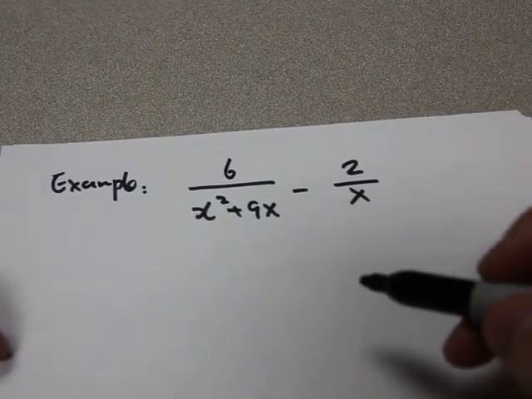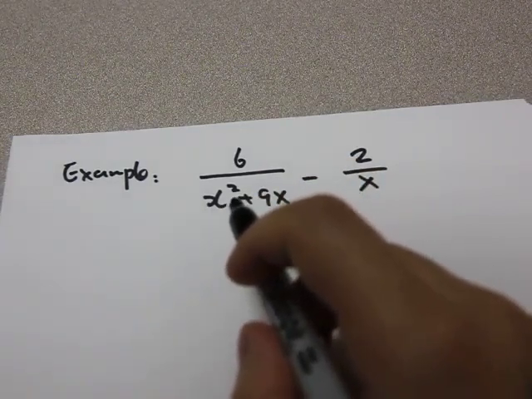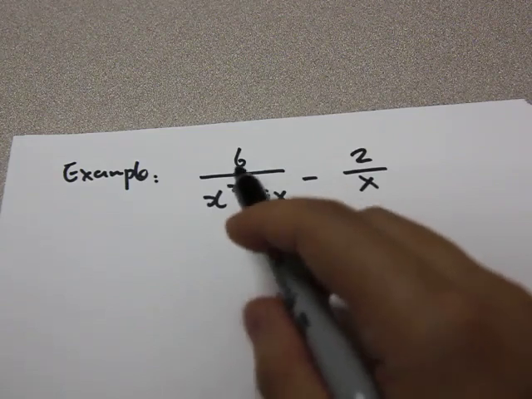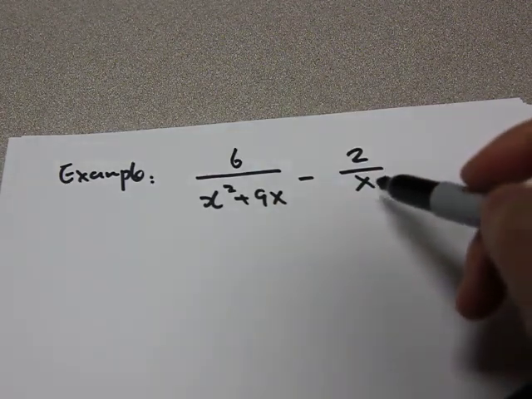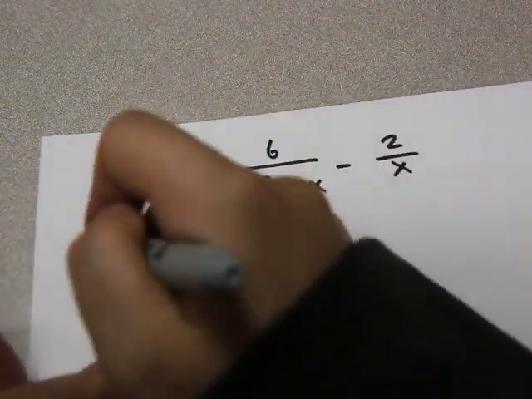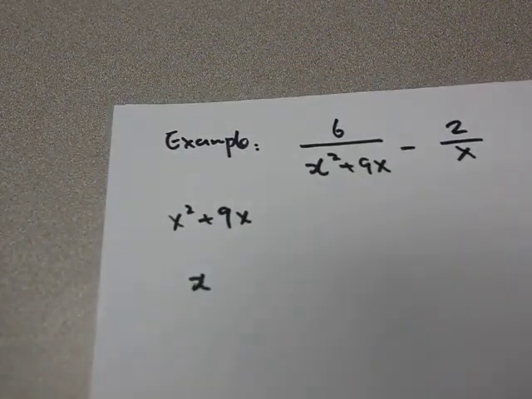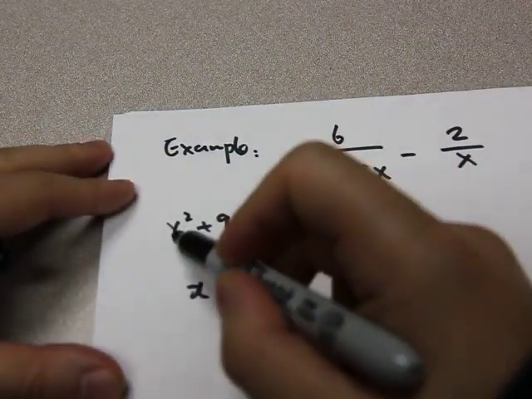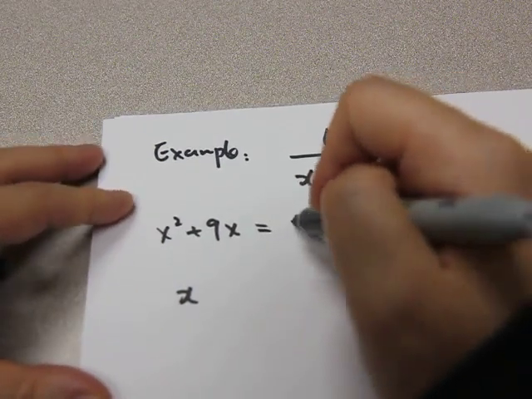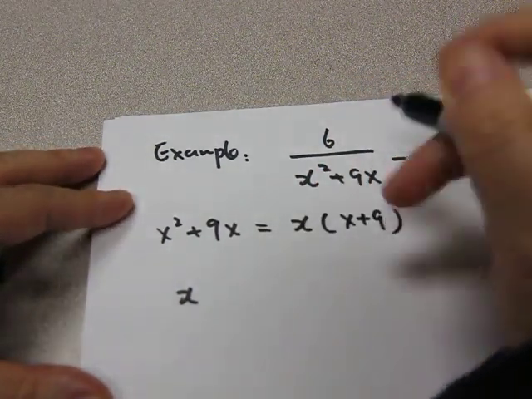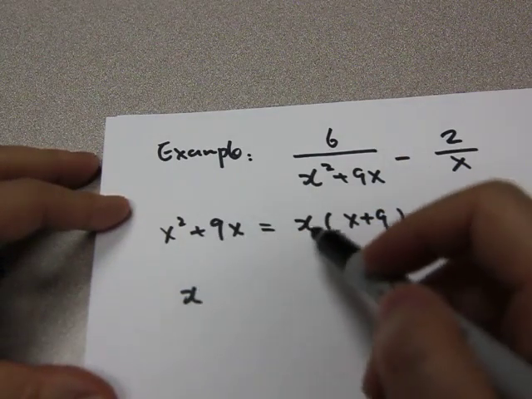Now let's do another example. So this time, the denominator of the first expression is x squared plus 9x, and the denominator of the second expression is x. And when you look at these two denominators, you will see they do share a factor. Why? Because if we factor x squared plus 9x, it will be x times x plus 9. So both denominators share the factor x.